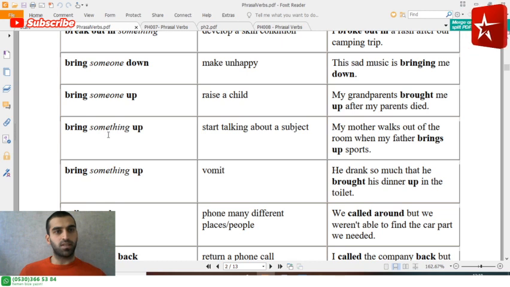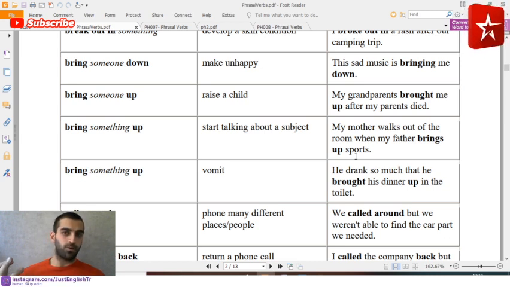But bring something up has a different meaning. It means start talking about a subject. My mother walks out of the room when my father brings up sports. It means when my father starts to talk about football, for example, about the match, my mother walks out. So she's not interested in football.